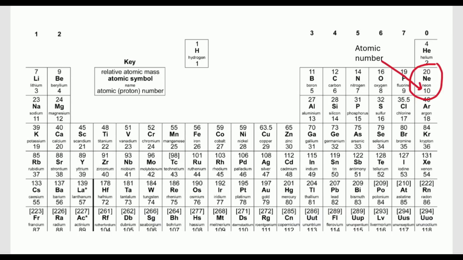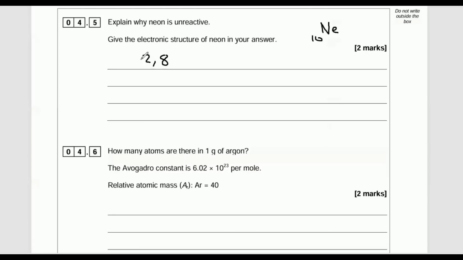Let me zoom back. Electronic structure of neon, it's got 10, so its electronic structure is 2,8. What we want to say is neon has a full outer shell, so it does not need to lose or gain electrons or share. It doesn't need to do any of that stuff. So there's no need for it to react.